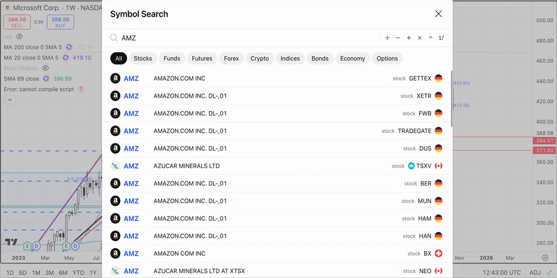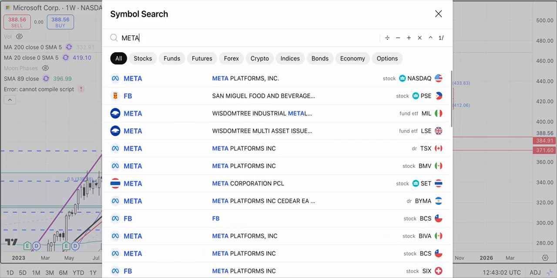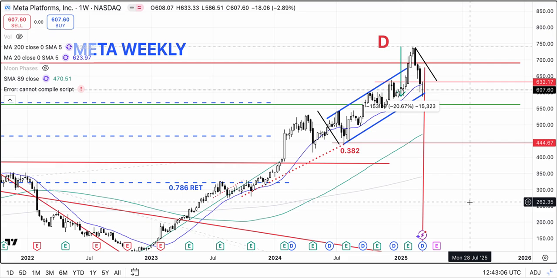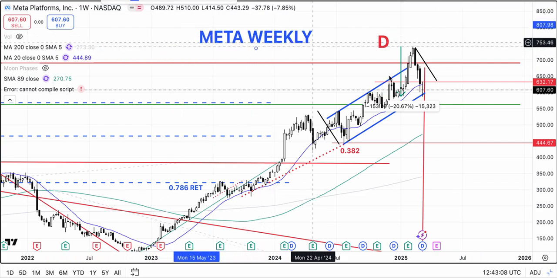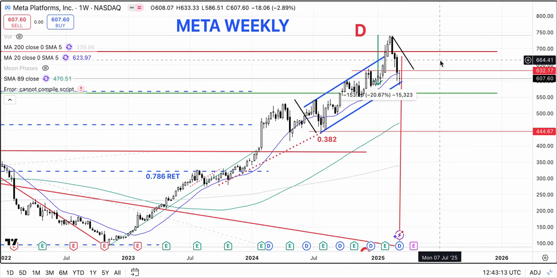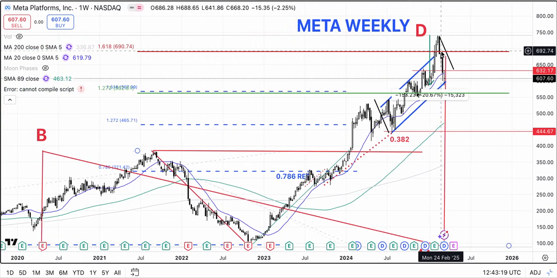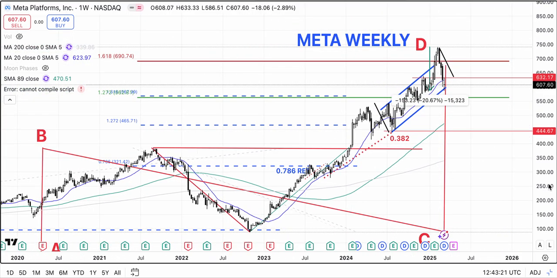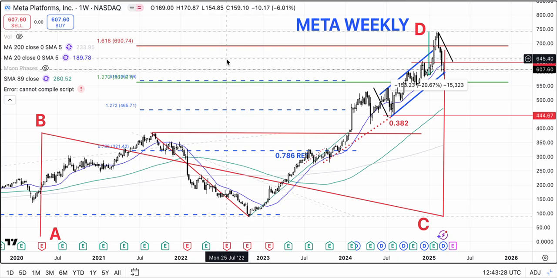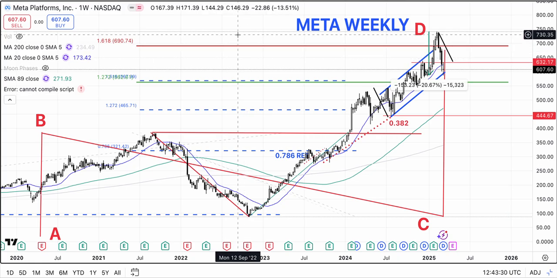A quick look at Meta, which is in fact one of my favorite stocks. If you recall, the long-term subscribers will recall, we had a target of about 690 on the weekly chart for the stock. That was the ABCD, where the CD leg was 1.618 times the AB leg, and we reached that level and then we exceeded that level.